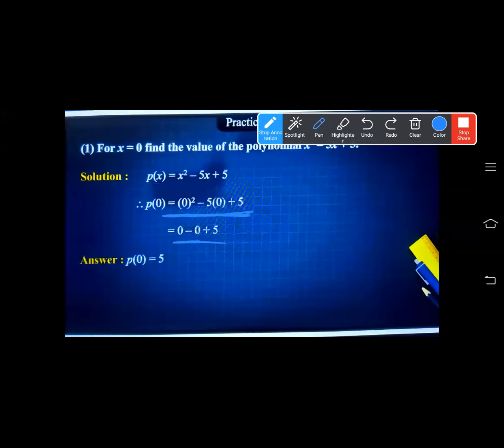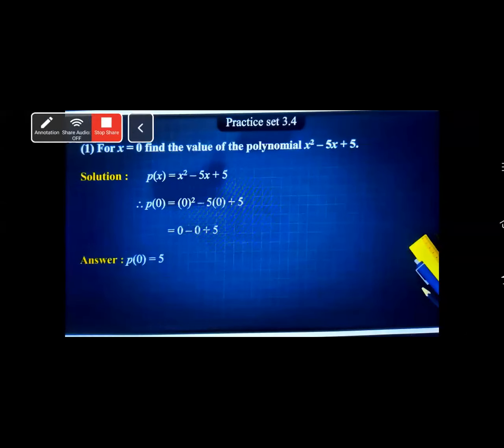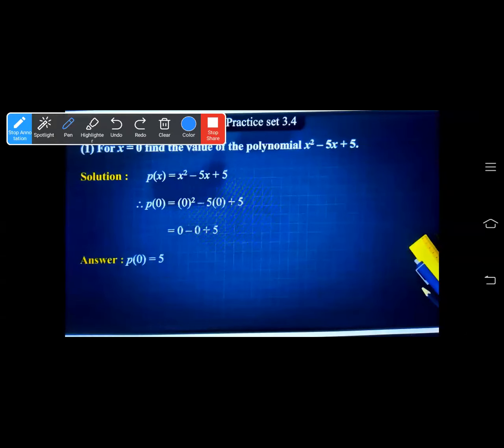That means 0 minus 0 plus... 5 into 0 is 0. 0 minus 0 is obviously 0, plus 5. 0 plus 5 is 5. So you have got P of 0 is equal to 5. Let's move toward the next question.